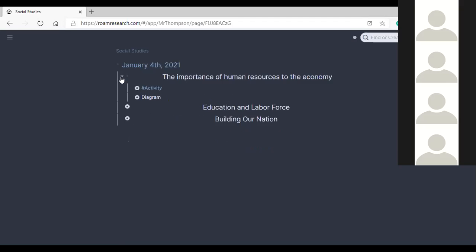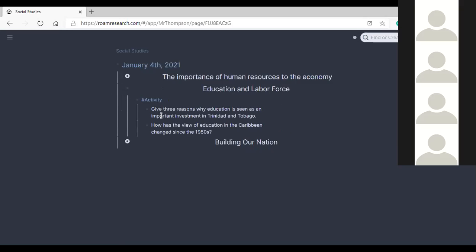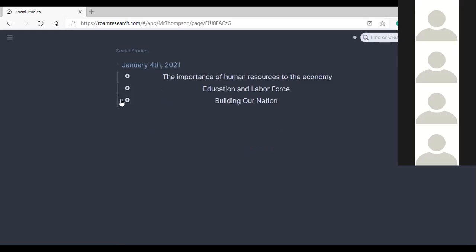The next topic is education and labor force. It's going to be for you to simply give 3 reasons why education is important, for example, in Trinidad and Tobago, and how the view has changed since the 1950s. And then finally, in building our nation, we gave a case study, and the activity in the case study was to find the definition of the word premier.